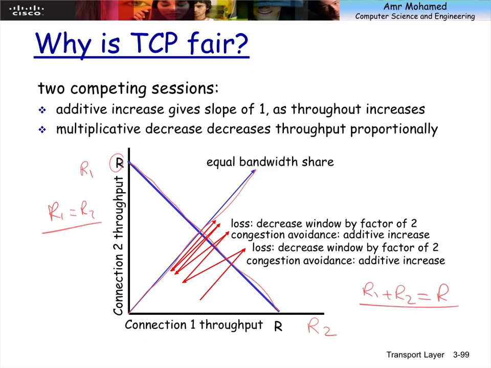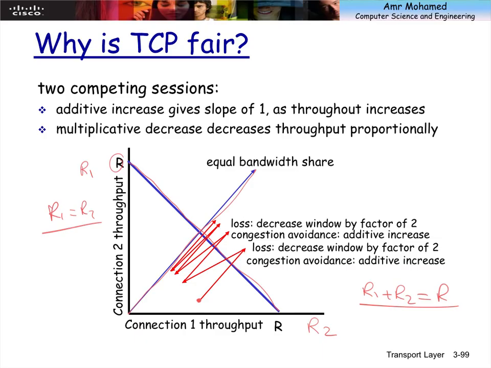Right? So you would assume that R1 plus R2 at any point of time should not exceed R. Otherwise, if it exceeds R, we'll start to hit many events of packet drop. Right? Okay. So as you said, assuming that we started here from any point.